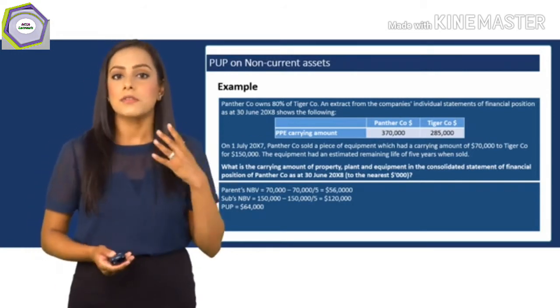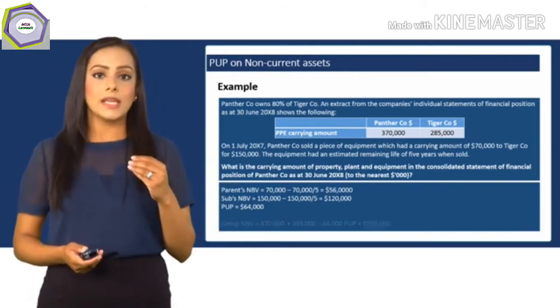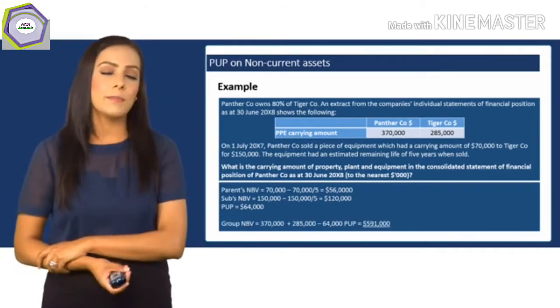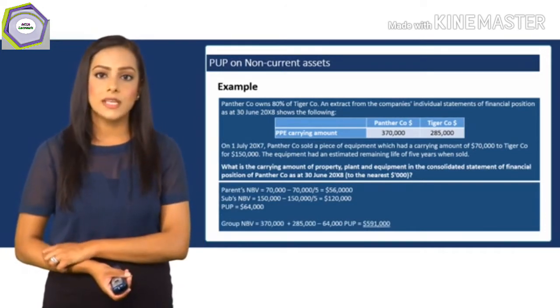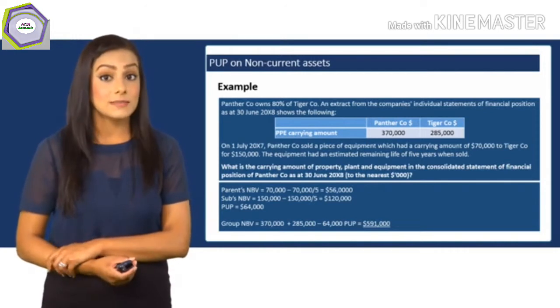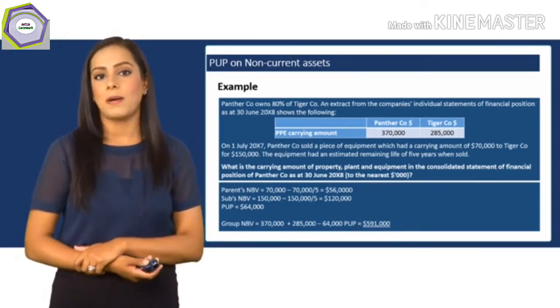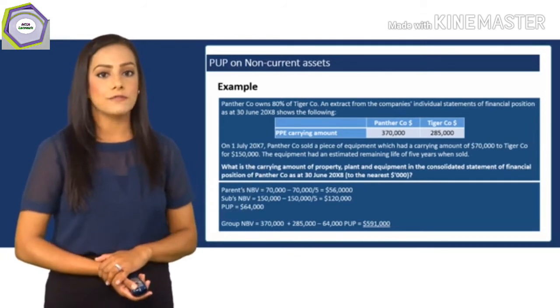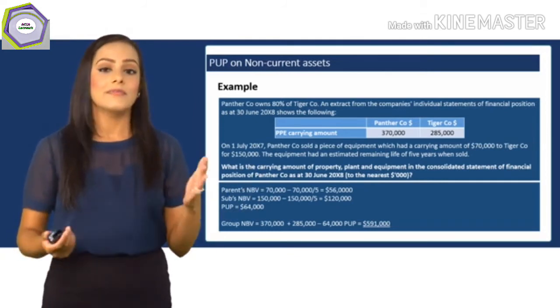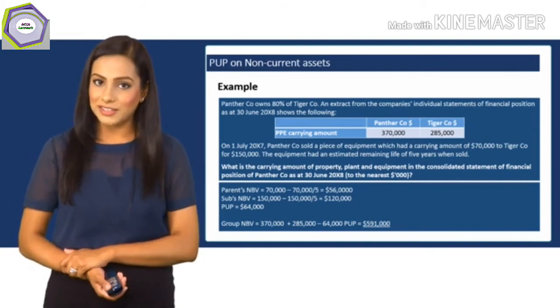So on the face of the balance sheet, it's going to be 100% of the parent's PPE, 370, plus 100% of the subsidiary's PPE, 285, minus the 64,000 PUP. The sum of that gives you 591,000. And that's how you deal with PUP on non-current assets.